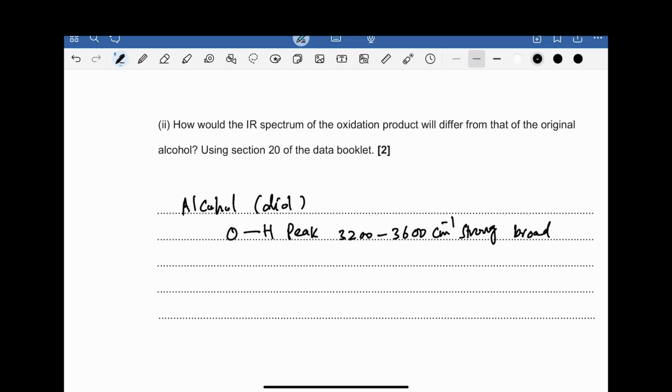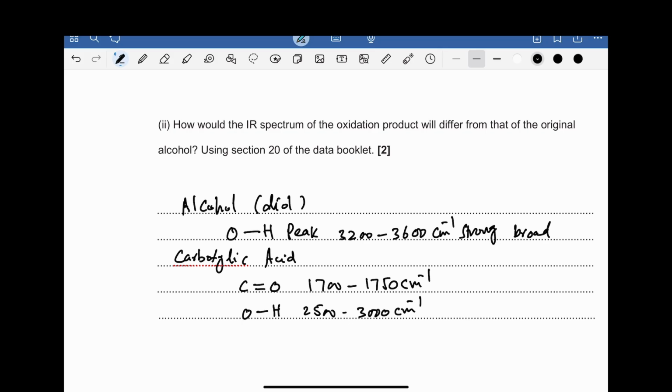In carboxylic acid, the dicarboxylic acid, we will have a C double bond O peak, and that will be around 1700 to 1750 per centimeter, and we will have an OH peak around 2500 to 3000 per centimeter, and that will be very broad and strong.